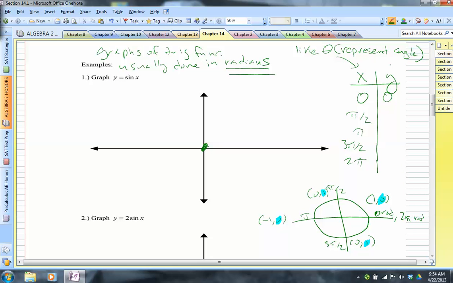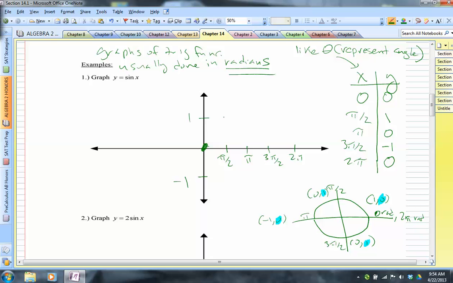So again, the sine of 0 radians is 0, as we've learned from the unit circle. The sine of pi over 2 radians will be 1. The sine of pi radians will be 0. The sine of 3 pi over 2 radians will be negative 1. And the sine of 2 pi radians will be back to 0. When I label this appropriately, we'll call this pi over 2, which is about 1.5. Call that pi, we'll call that 3 pi over 2, and we'll call that 2 pi. We'll call this 1, and we'll call this negative 1.